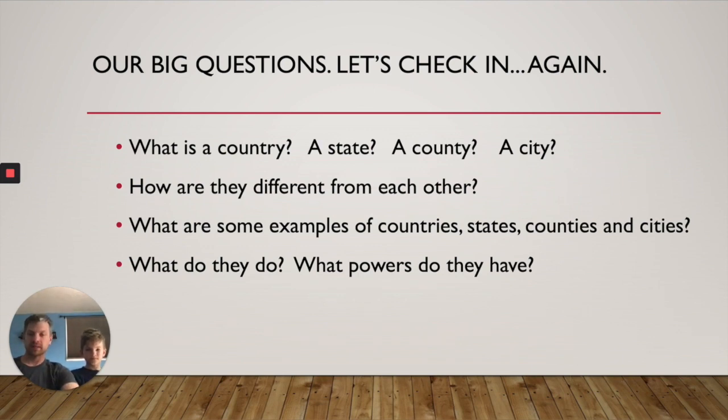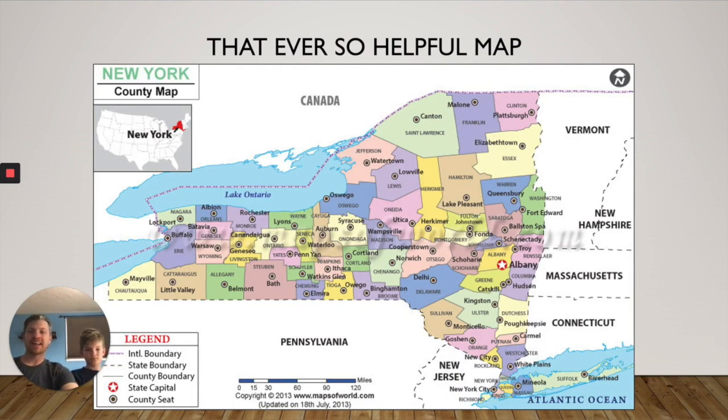All right, last thing. That ever so helpful map, just tying it all back together. Remember that we live in a big country. That country is split into smaller pieces called states. Each state is split into smaller pieces called counties. And within those counties are cities and towns. Pretty good? Yeah. Great. All right, we're almost done. Thanks for hanging in there.